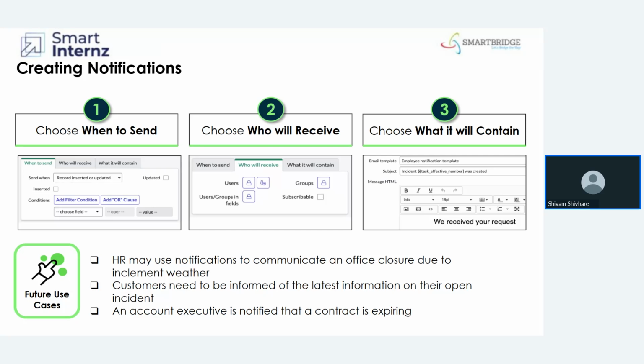The second one is who will receive. Obviously we will notify some user, so you will select the user. Here you can select a single user and you can directly select a group. Whenever you select a group, every member of that group will be notified. You can select users or groups, or users and groups together also. That is also there.